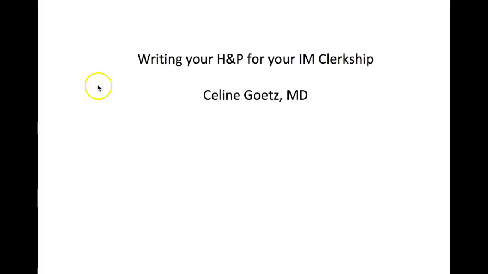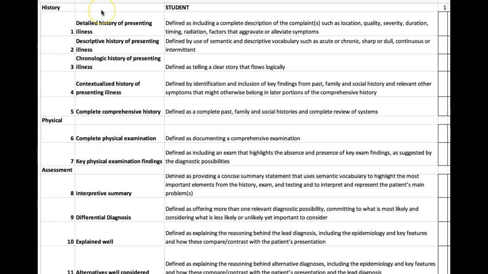So I'd just like to start by going through the actual grading worksheet, because I think a lot of students don't really look at this fully, and when I'm grading I can often see that there are some holes in what the expectations are. So certainly for the history of present illness, the HPI, please be aware that we're really looking for you to describe the complaint in those typical location, quality, severity, duration, timing, radiation, and aggravating and alleviating symptoms, that standard structure, as well as using descriptive vocabulary like acute, chronic, sharp, dull, continuous, intermittent.